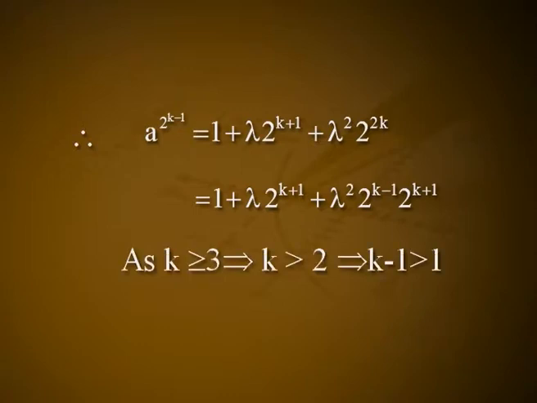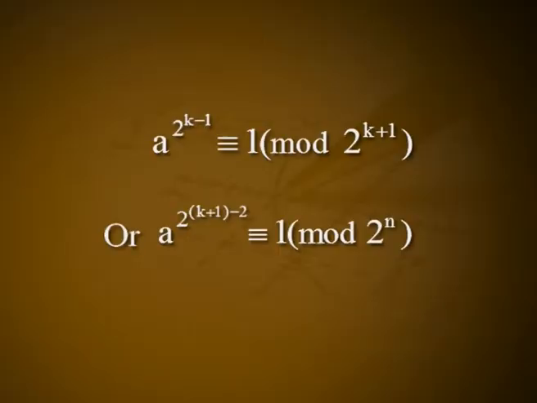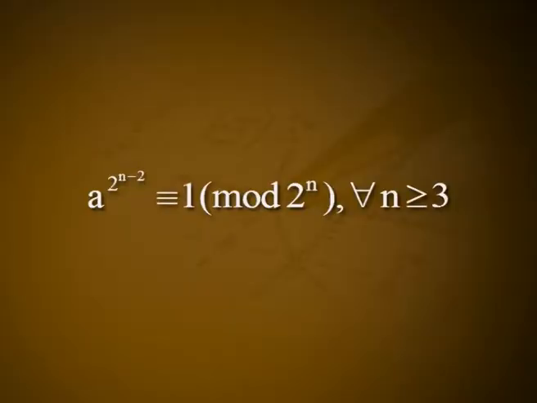Therefore, a raised to 2 raised to k minus 1 equals 1 plus lambda into 2 raised to k plus 1, plus lambda square into 2 raised to 2k, which is equal to 1 plus lambda into 2 raised to k plus 1, plus lambda square into 2 raised to k minus 1, into 2 raised to k plus 1. As k greater than or equal to 3 implies k greater than 2, which implies k minus 1 greater than 1, therefore a raised to 2 raised to k minus 1 is congruent to 1 mod 2 raised to k plus 1, or a raised to 2 raised to k plus 1 minus 2 is congruent to 1 mod 2 raised to k plus 1. Hence, we have a raised to 2 raised to n minus 2 congruent to 1 mod 2 raised to n for every n greater than or equal to 3.